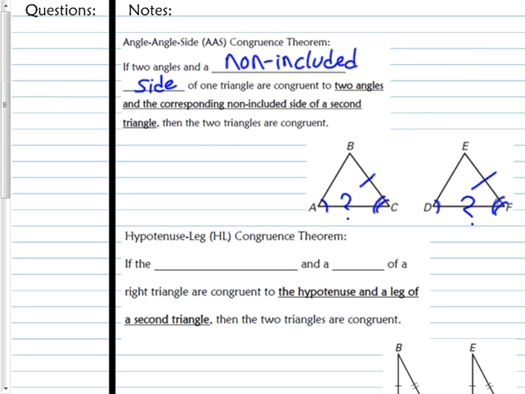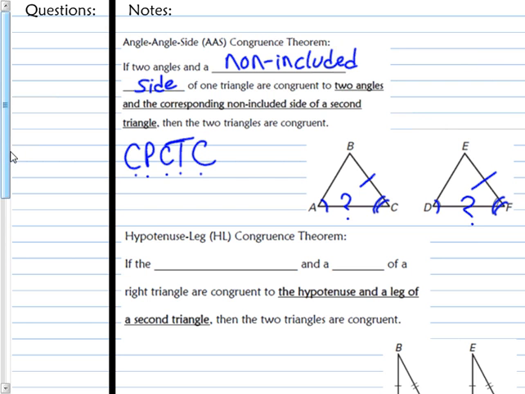And once we know that triangles are congruent as wholes, then we know the individual pieces are congruent as well, because corresponding parts of congruent triangles are congruent. We learned that back in lesson probably 3.3, but it was a few lessons back. So keeping that in mind, once we prove the whole triangle is congruent, we know that the individual pieces are congruent as well.